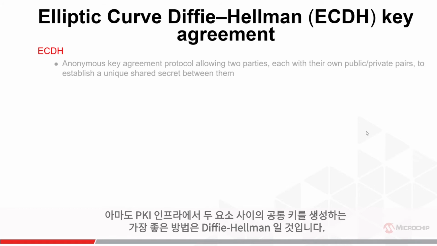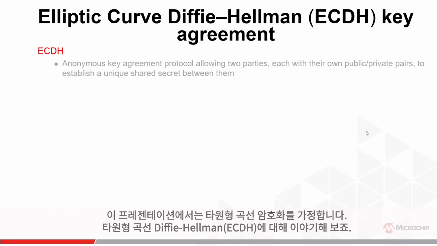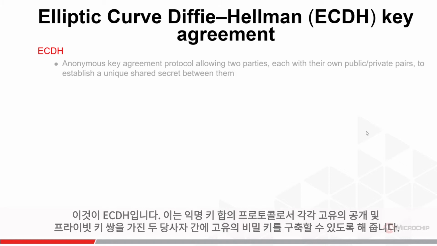Probably the best way in the PKI infrastructure to create a common key between two elements is Diffie-Hellman. This presentation assumes elliptic curve cryptography, so we will talk about ECDH. This is elliptic curve Diffie-Hellman. It's an anonymous key agreement protocol allowing two parties, each with their own public-private pairs, to establish a unique secret between them.